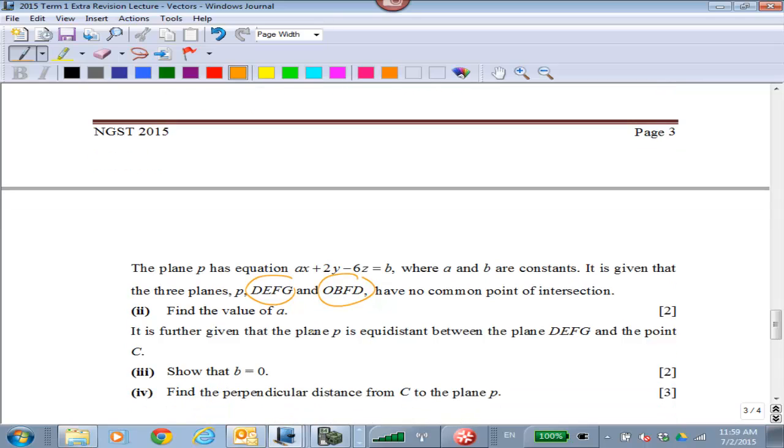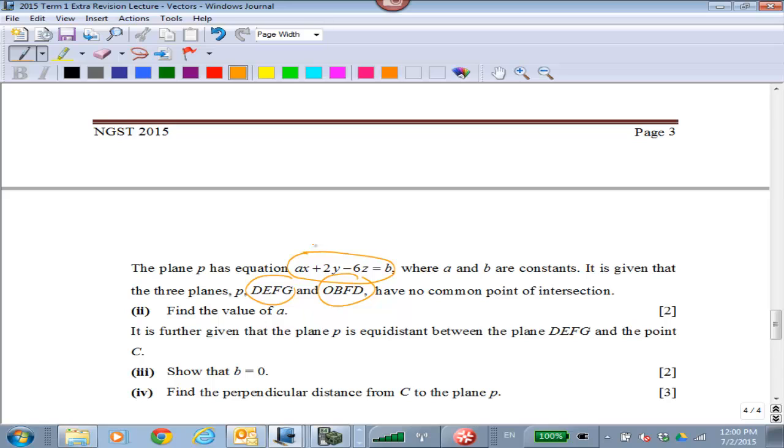Okay, guys, listen up. Do you know how to actually solve this? The plane P: ax plus 2y minus 6z equals b, where a and b are constants. It's given that the 3 planes have no common point of intersection. We are talking about 3 plane intersection, right? What did I say about the strategy of handling questions that involve 3 planes? Find the intersecting line between 2, right?